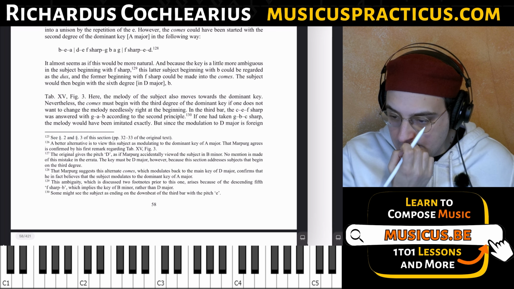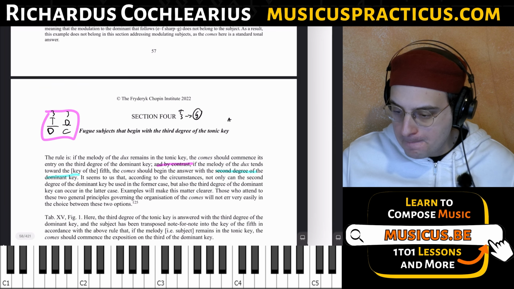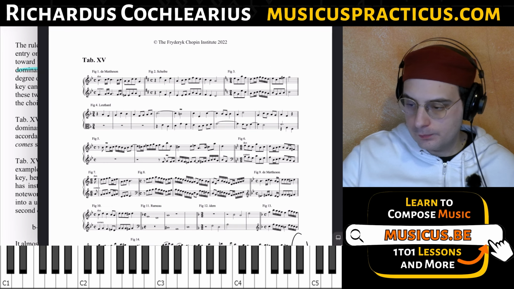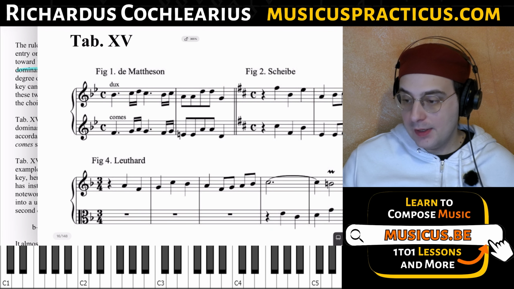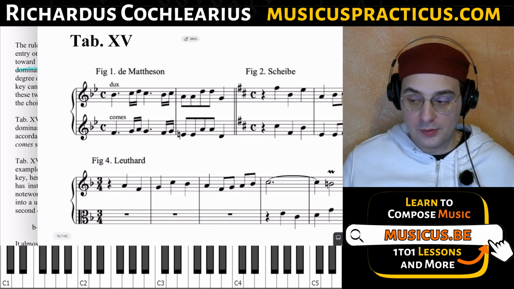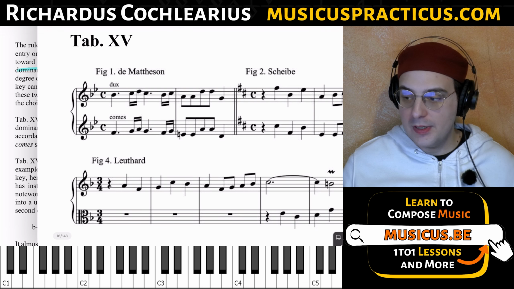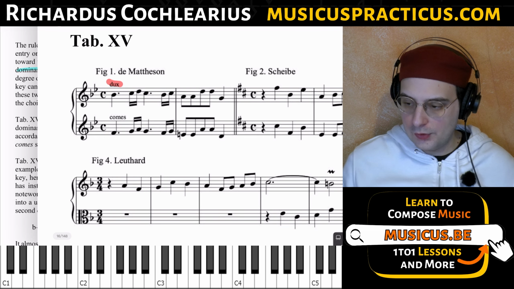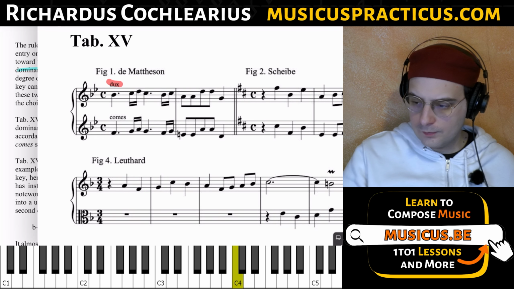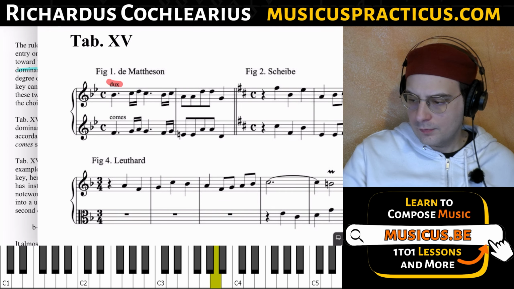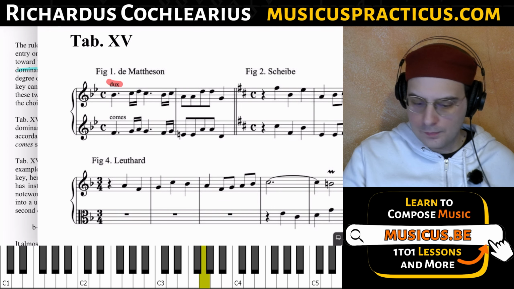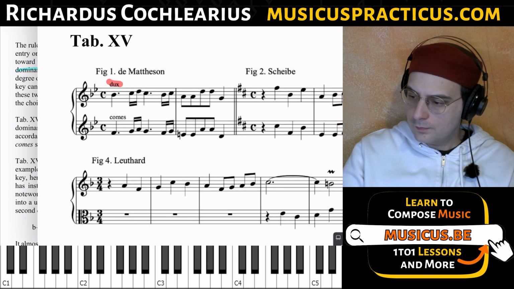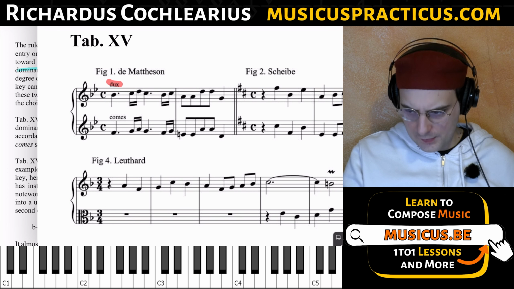Okay, now, table 15, figure 1. We are in G minor. Don't confuse the subject; we are not in B flat major, we are in G minor. The dux by Mattheson, and the comes.